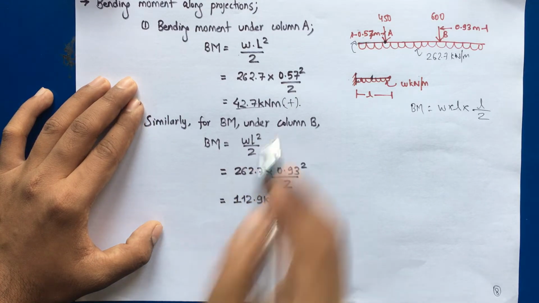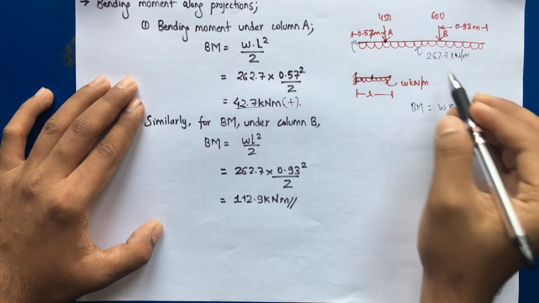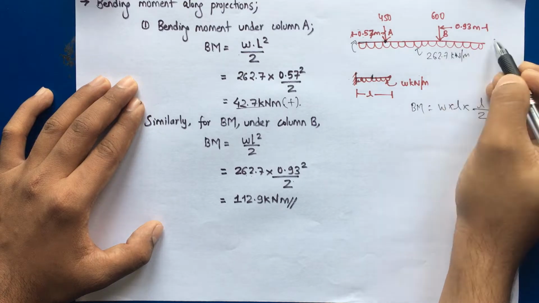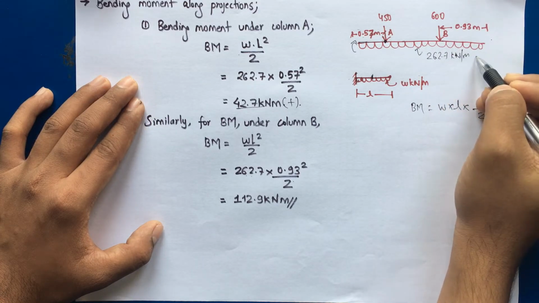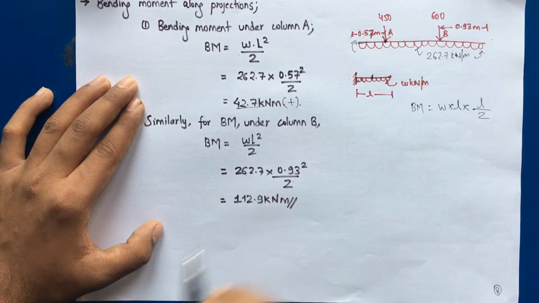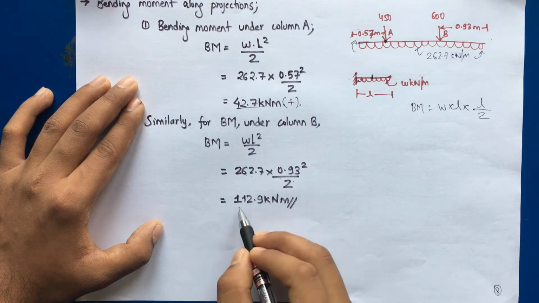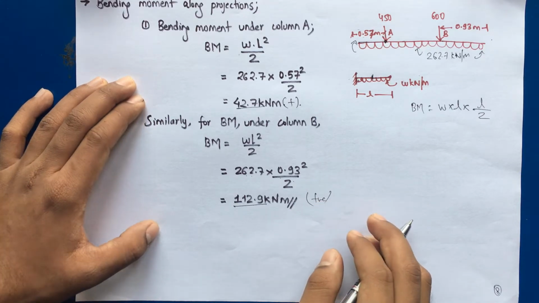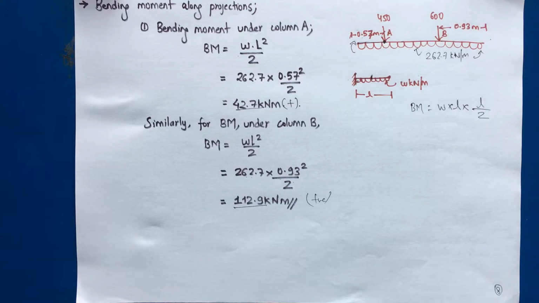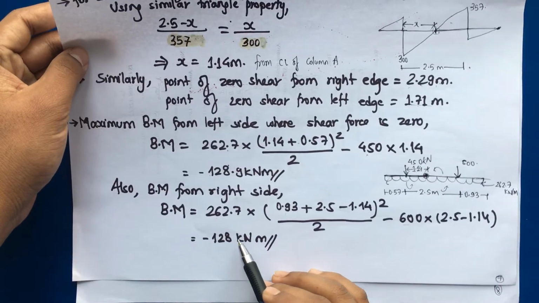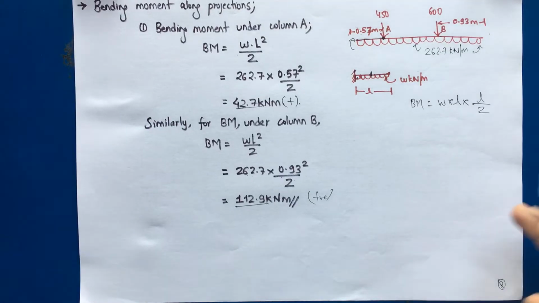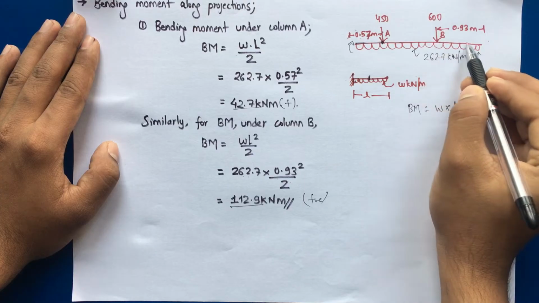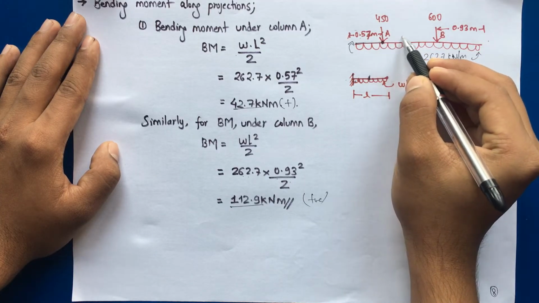Similarly, for bending moment under column B, WL square by 2, W being 262.7 into 0.93 square divided by 2, and from right to left anticlockwise positive. This comes as 112.9, which is also positive. But while we calculated the maximum bending moment, we found the value to be negative, minus 128.9. That means there is a change in the bending profile: on the projections the bending profile is sagging, while at mid span it is hogging.